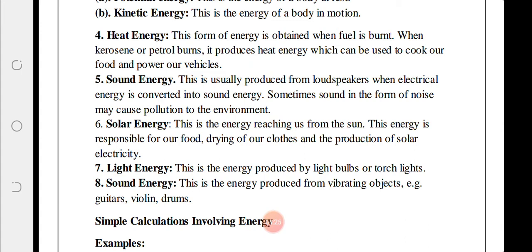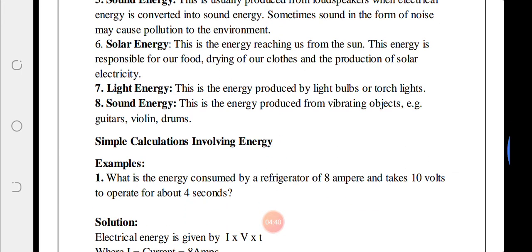Solar energy is the energy reaching us from the sun. This energy is responsible for our food, and it is used for drying our clothes, production of solar electricity, and so on. Another one is called the light energy. The light energy is the energy produced by our light bulbs or torchlight. So light energy is different from solar energy. Solar energy is from the sun. Light energy is from our bulbs and torchlight.